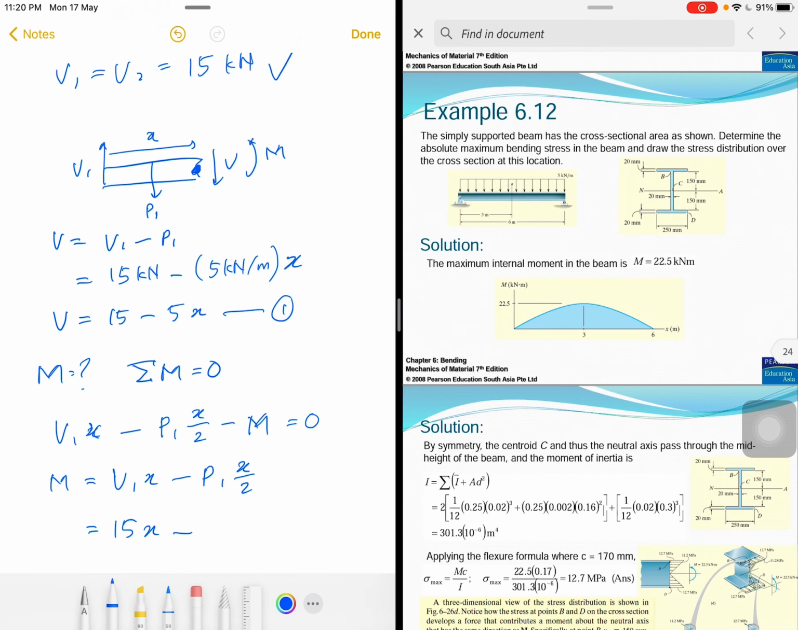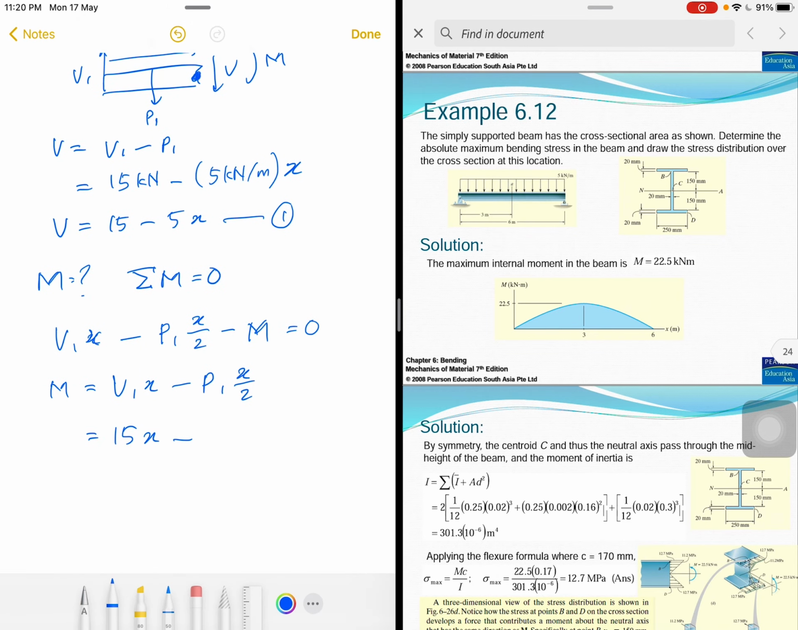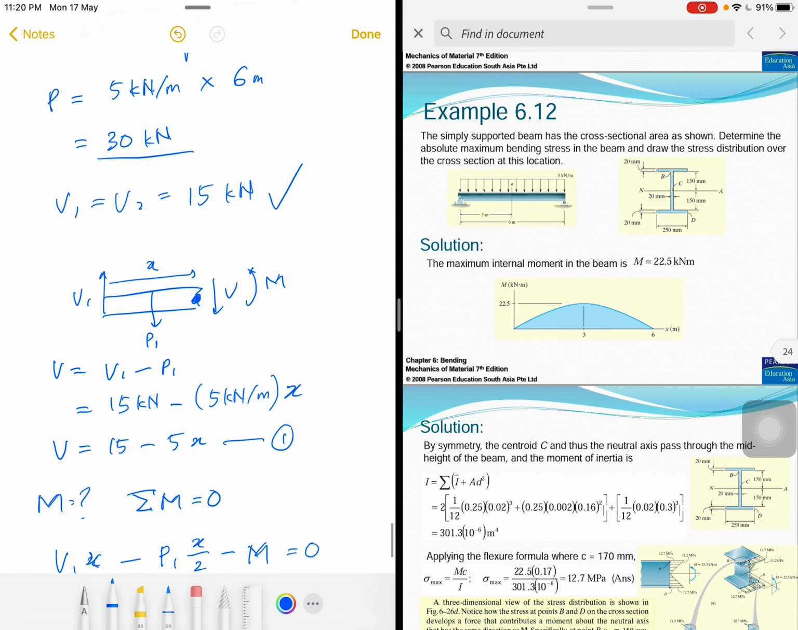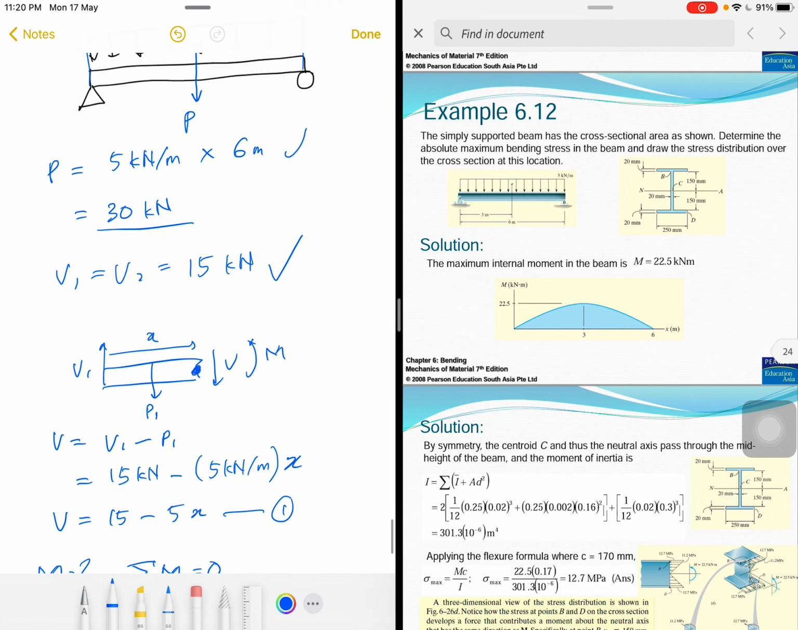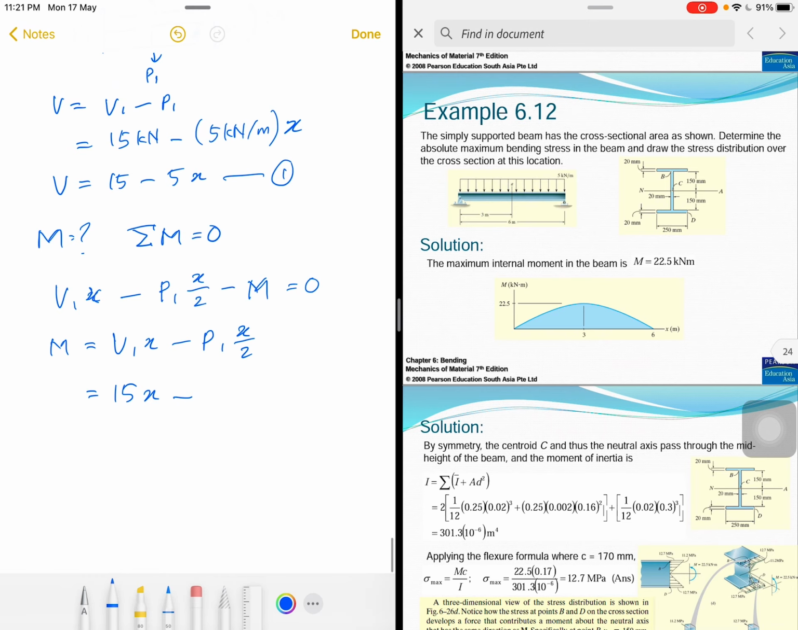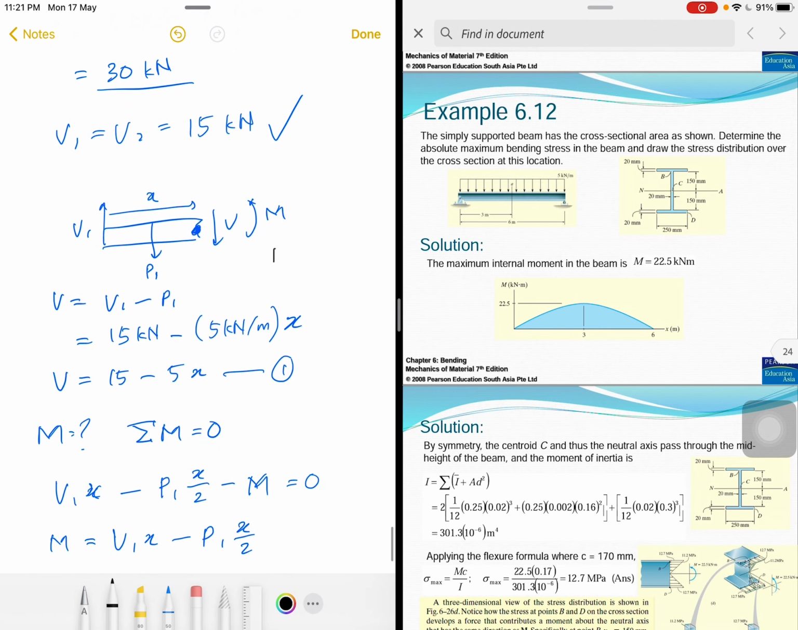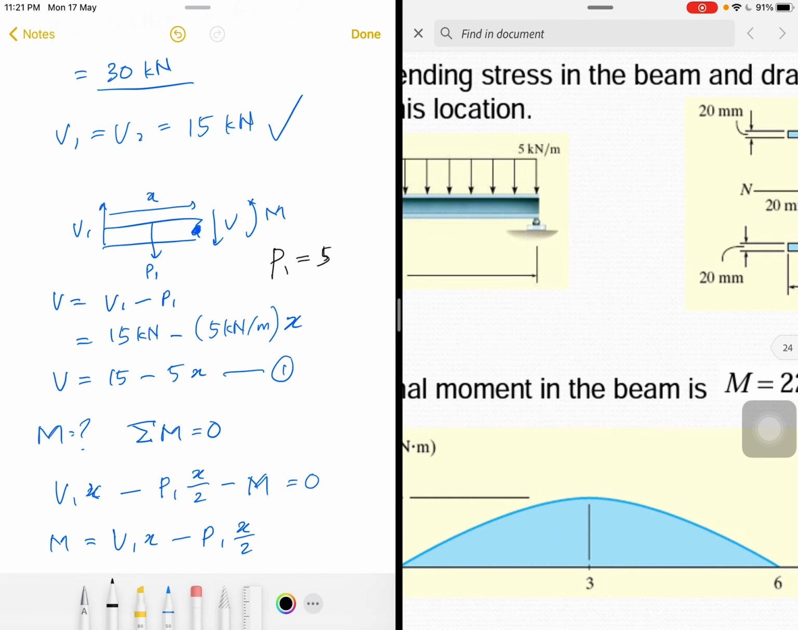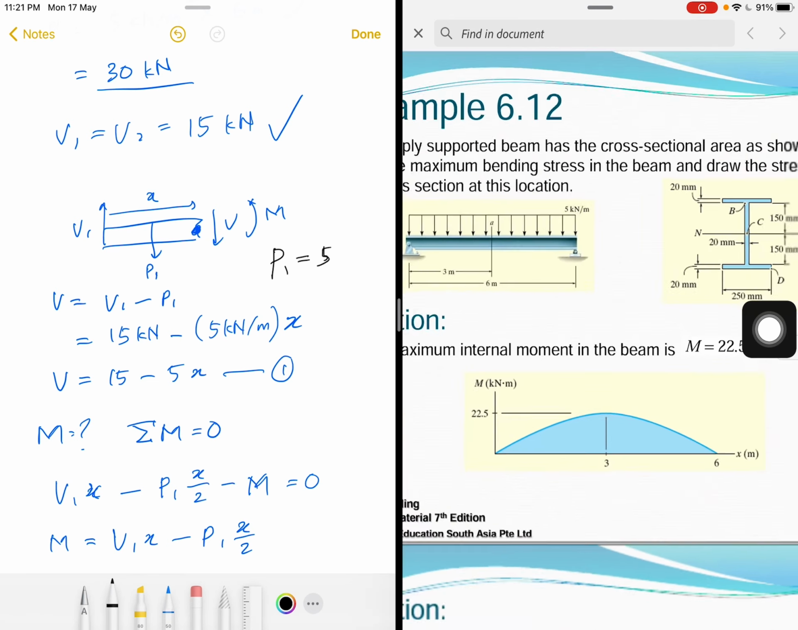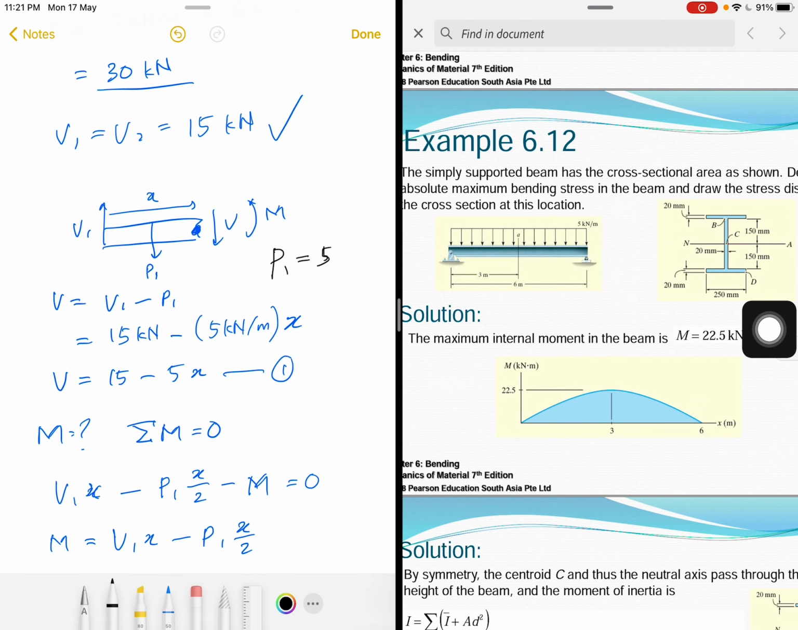Sorry, I think I have made a mistake. Wait. Okay, P1. P1 we haven't calculated yet actually. So P1 is actually related to this equation. I can write with a different color. So P1 equals 5 kilonewton as well, this value times X.